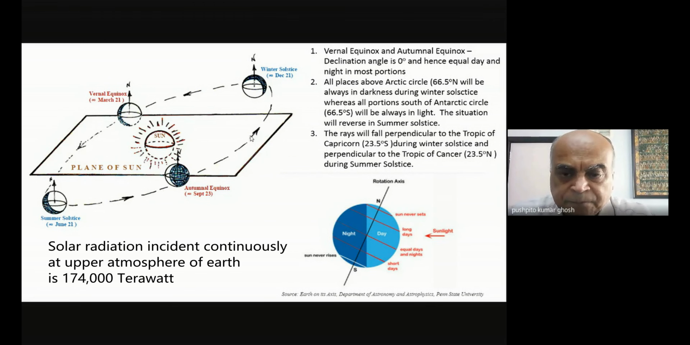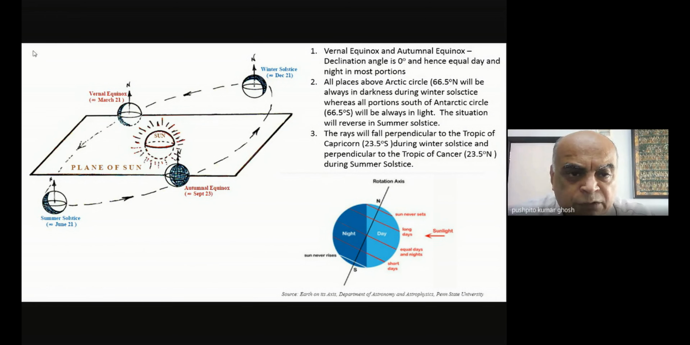Now, this is very interesting. Let's go through a few more things, because the Earth is tilted at an angle of 23.5 degrees, as you saw. So it is only when this plane is intersecting with our plane of the Sun that we end up having a situation where we have equal day and equal night during the two equinoxes.